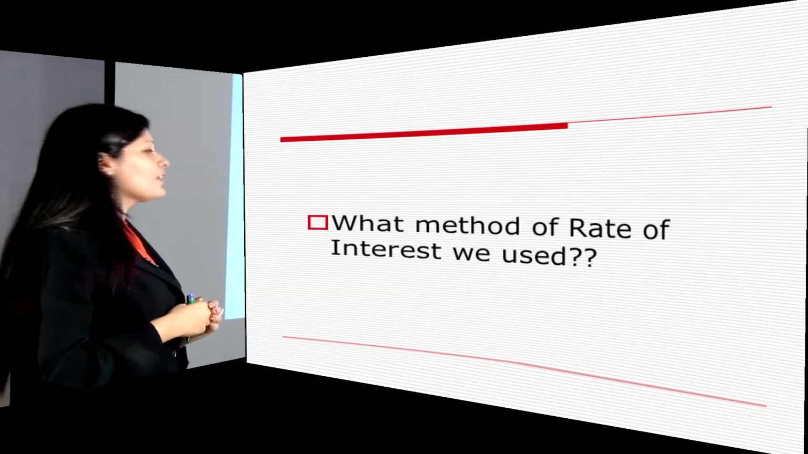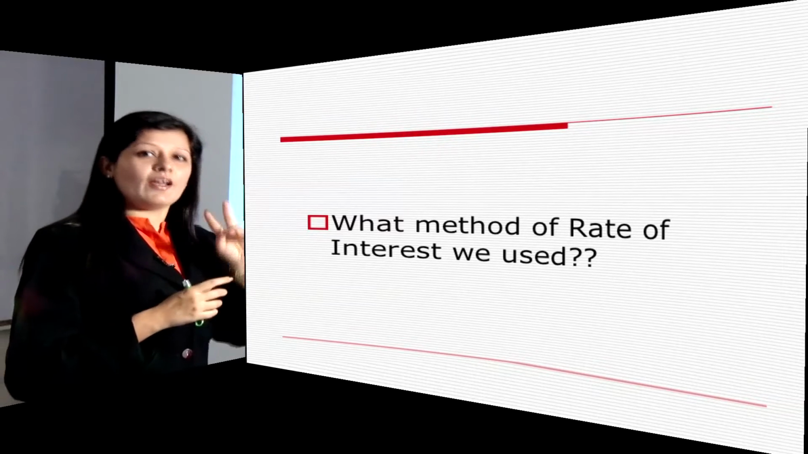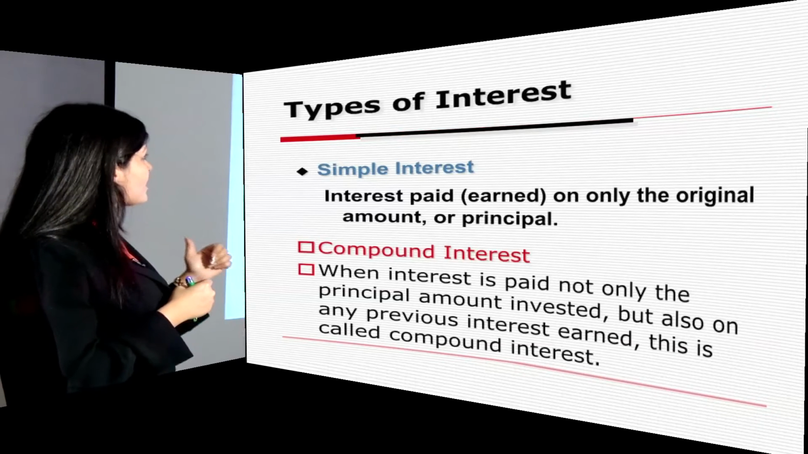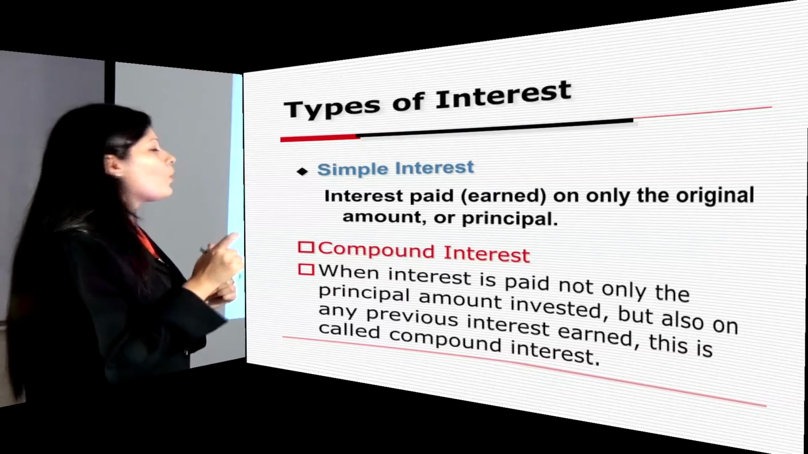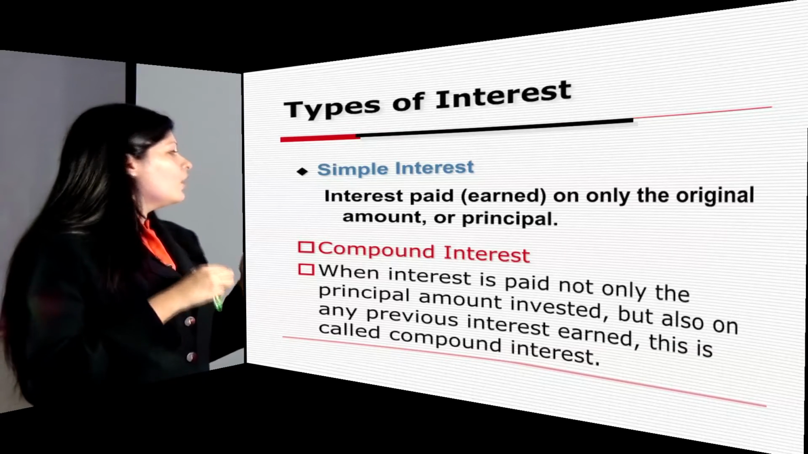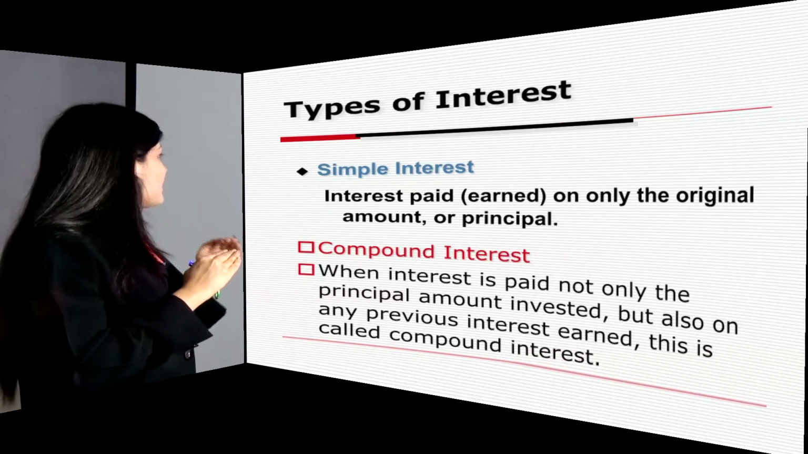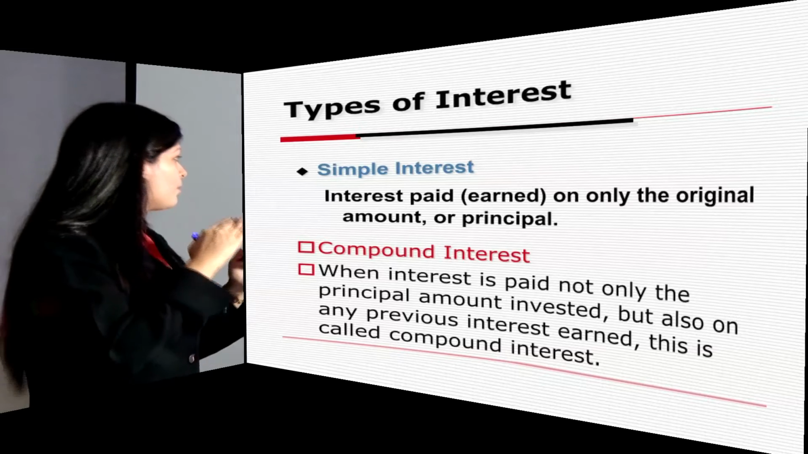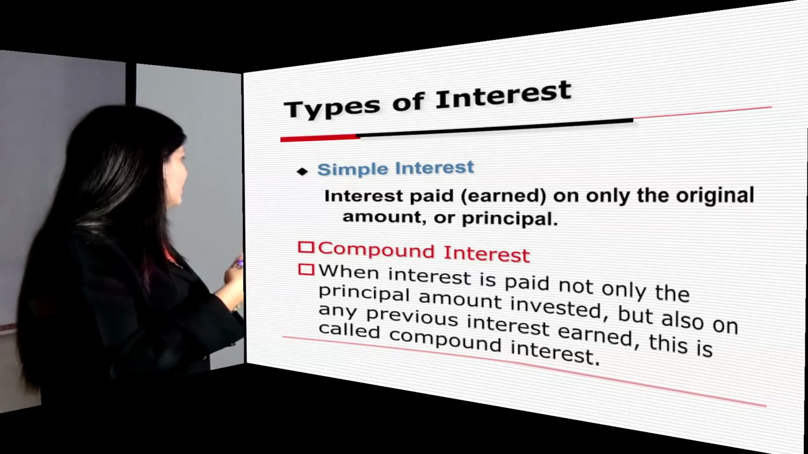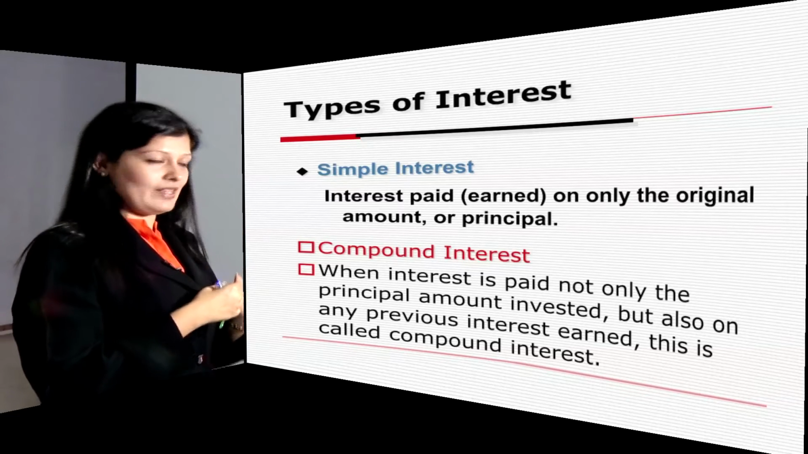What method of rate of interest did we use? We have two methods of rate of interest. Simple interest, where interest is paid only on the original amount of principal. When interest is paid not only on the principal amount invested but also on the previous interest earned, as we saw in our example, this is called compound interest.